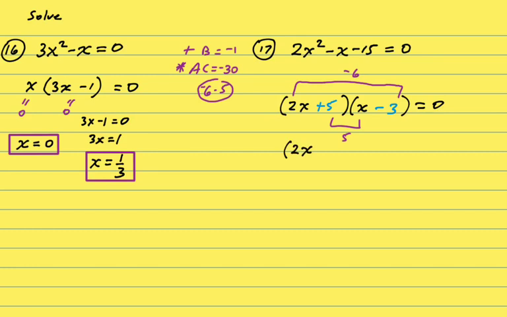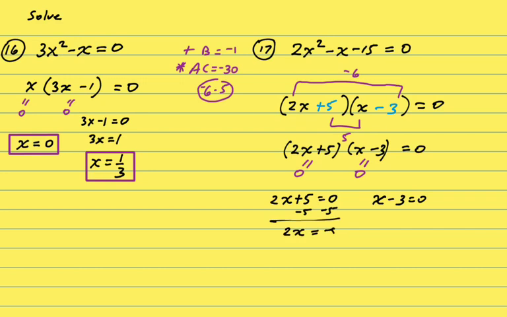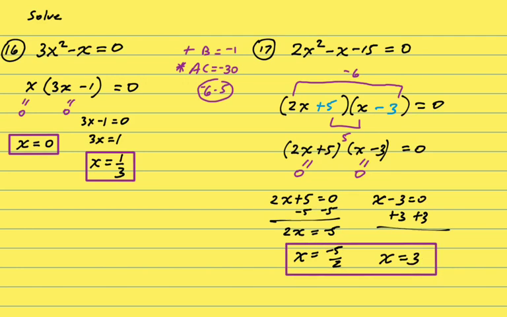So it's 2x plus 5 times x minus 3 equals 0. Again, if something times something equals 0, it's called the zero product theorem. You should have gone over that in Algebra 1. That means one of these factors should equal 0. So I either have to subtract 5 and divide by 2, or add 3, and I get x equals 3. You'll notice the maximum number of answers corresponds to the degree of the polynomial.